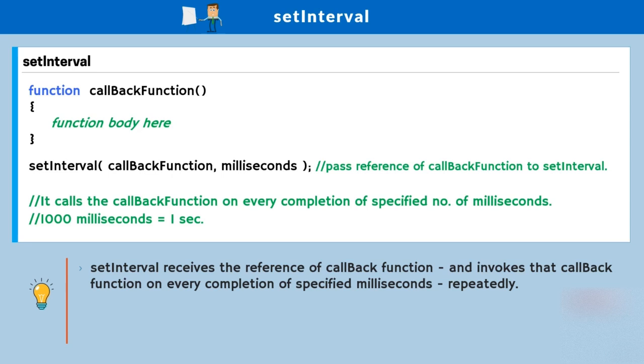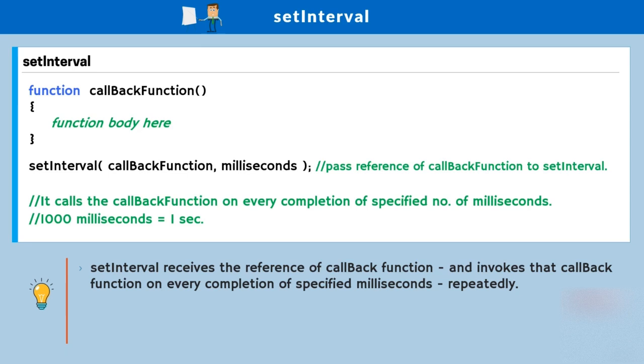setTimeout invokes the callback function only once, but setInterval repeats the same execution of the callback function for each completion of the specified time. For example, we have specified 5000, which means 5 seconds. For every 5 seconds, the same function executes repeatedly. For example, the setInterval invoked right now. After 5 seconds, the callback function executes. Again, after another 5 seconds, again the callback function. Like this, for every completion of the specified time, the callback function executes once.